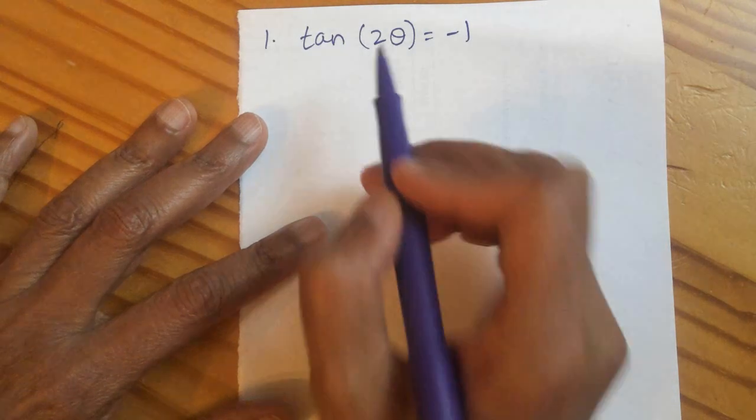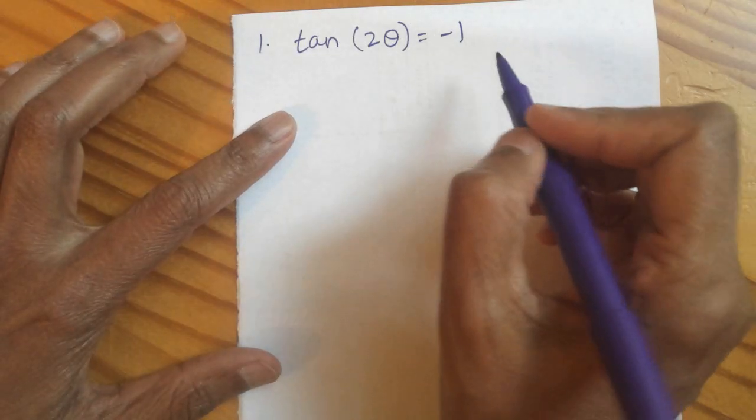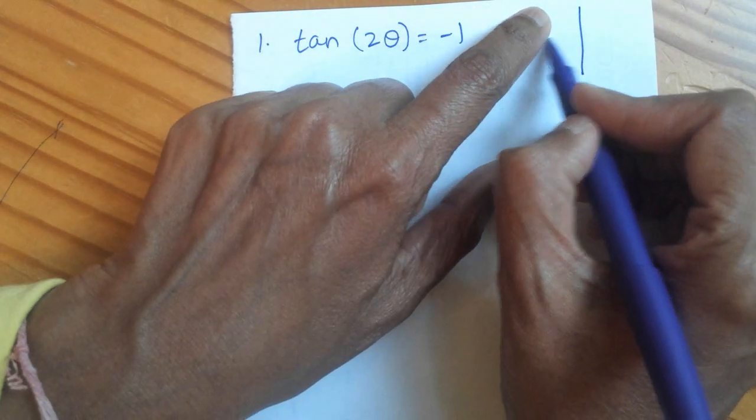Our first step, number 1, is to isolate the term that contains theta, which in this case is tan 2 theta. Luckily for me, tan 2 theta is already isolated. I don't have to do anything. Then you're looking at the unit circle to see when tan theta is negative. Forget about the 2 part.